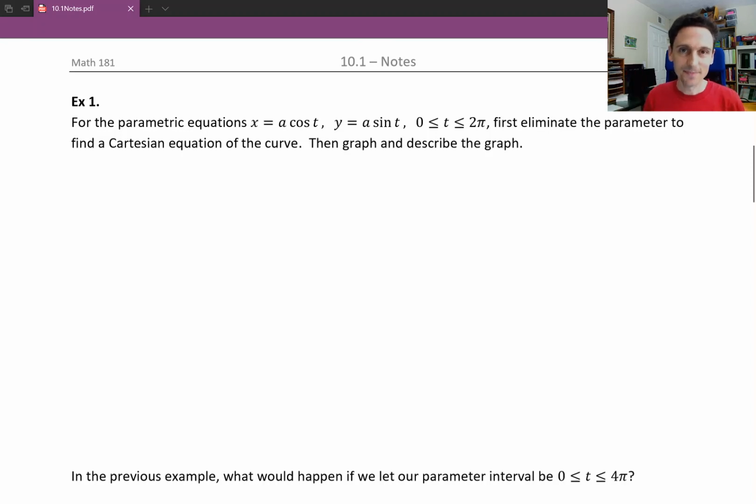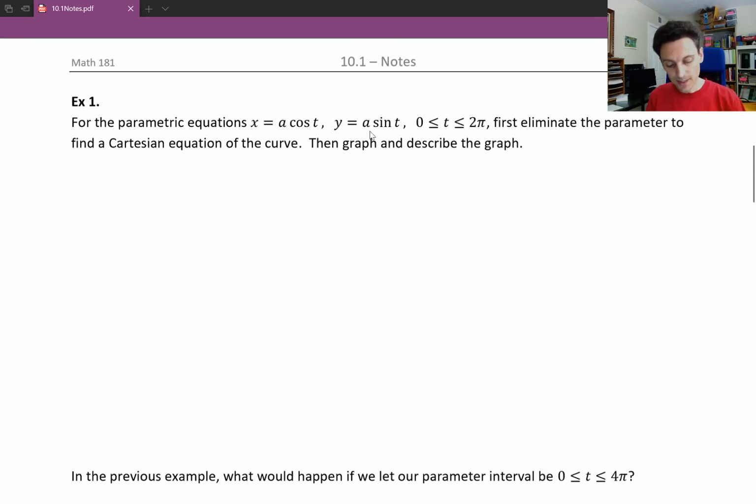Hello and welcome back. In example 1, we're given a set of parametric equations, x equals a cosine t and y equals a sine t. A here is some constant. And t, the parameter, is going from 0 to 2 pi. So that's the parameter interval that we're considering here. It says first eliminate the parameter to find a Cartesian equation of the curve, and then describe the graph.